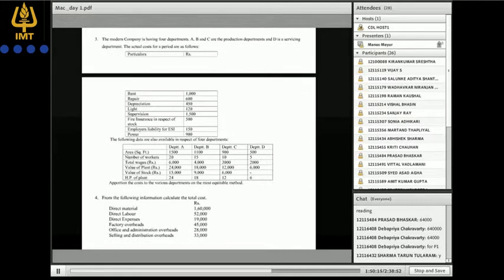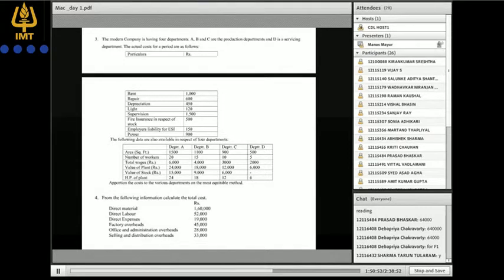The modern company is having 4 departments, A, B and C, which are the production departments, and D is the service department. The actual costs for the period are as follows. You have got rent, which is 1,000 rupees, repair cost is 600, depreciation is 450, light is 120, supervision is 1500, fire insurance in respect of stock is 500, employer's liability for ESI is 150, and power is 900. And apart from this, you are having the following data with respect to these 4 departments.